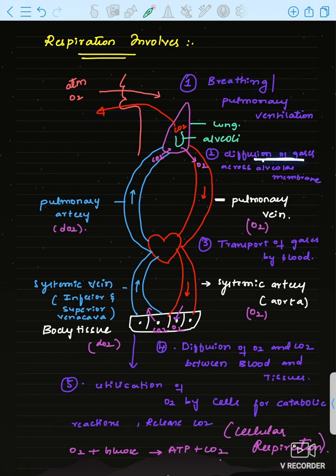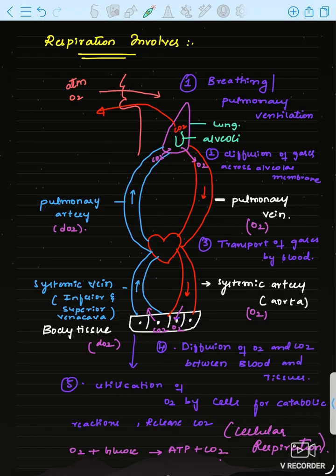Second is diffusion of gases across the alveolar membrane. See, in the alveolar membrane only the actual diffusion will occur. The capillary, like the pulmonary artery, is CO2 rich and the alveolus is O2 rich. CO2 will go there, O2 will come into the capillary and it will form the pulmonary vein, which is oxygen rich. That is diffusion of gases across the alveolar membrane. Now what is the third step? Transport of gases by blood. Gases are transported in the blood only. It goes to the heart and then it goes to the tissues.